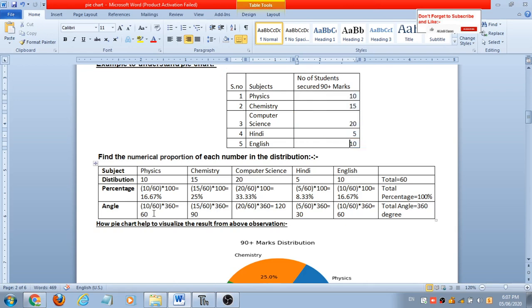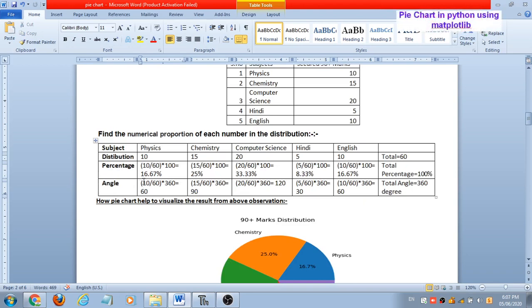Similarly, we can find the corresponding arc angle, meaning which angle it will take in the graph. So 10 by 60 multiplied by 360, because 360 is the total angle in a circle. So 10 by 60 multiplied by 360 comes to 60 degrees for physics, then 90 degrees for chemistry, then 120 degrees for computer science.